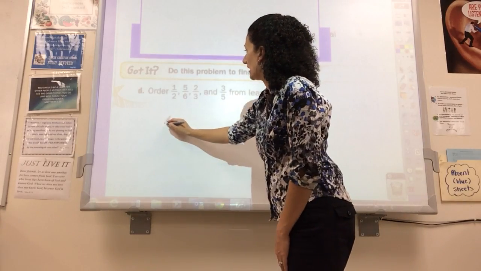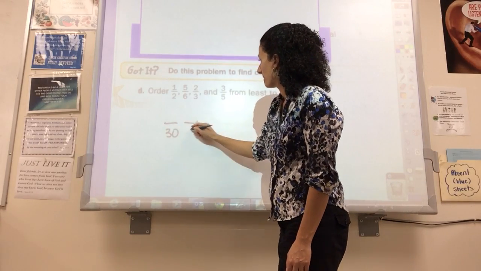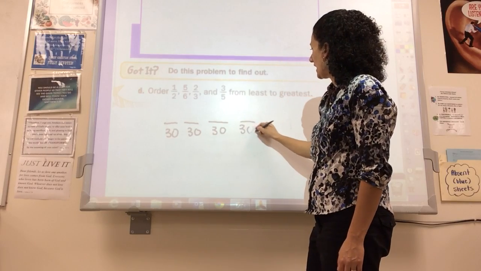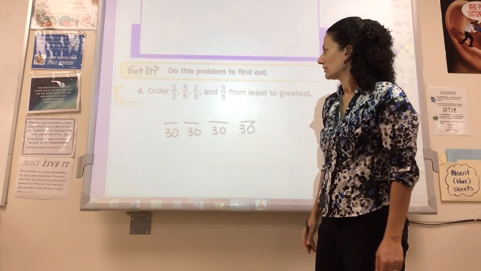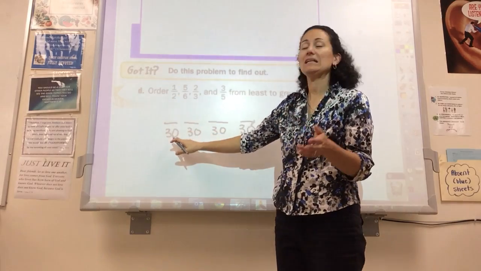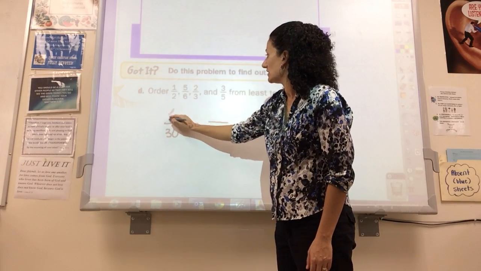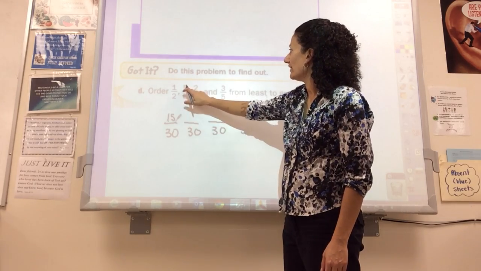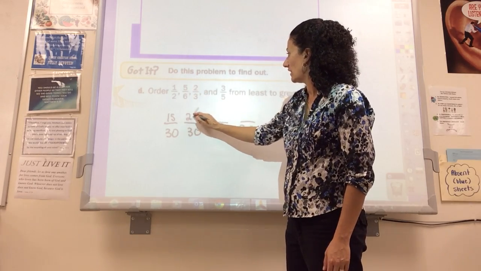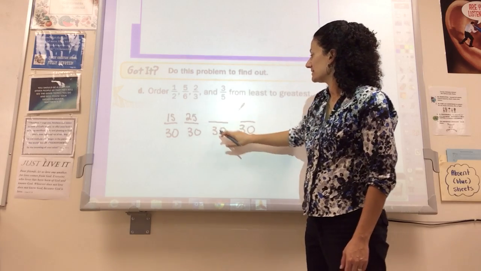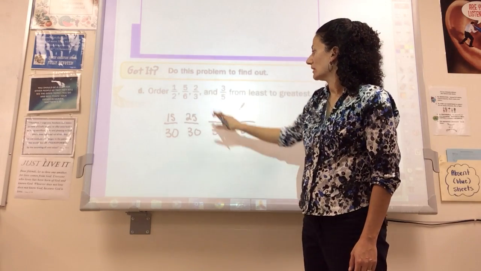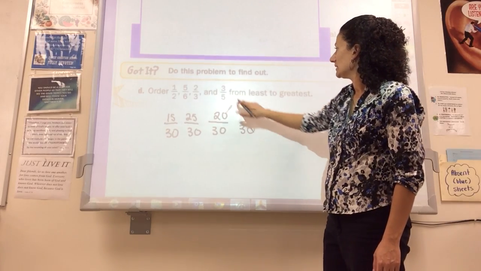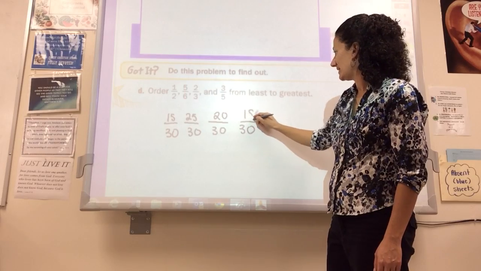So now I'm going to write my equivalent fractions. I'm going to rewrite all of these fractions as a denominator out of 30. So 2 times 15 is 30. So 1 times 15 is 15. 6 times 5 is 30. So 5 times 5 is 25. 3 times 10 is 30. So 2 times 10 is 20. 5 times 6 is 30. So 3 times 6 is 18.